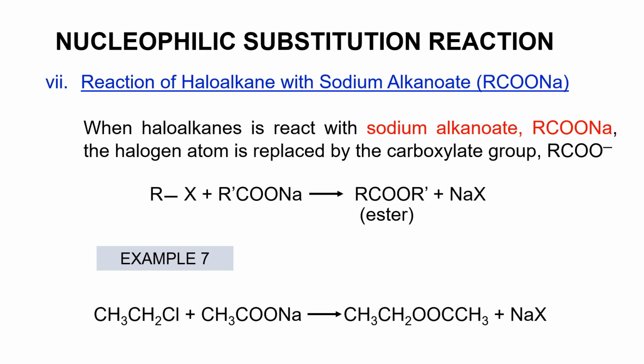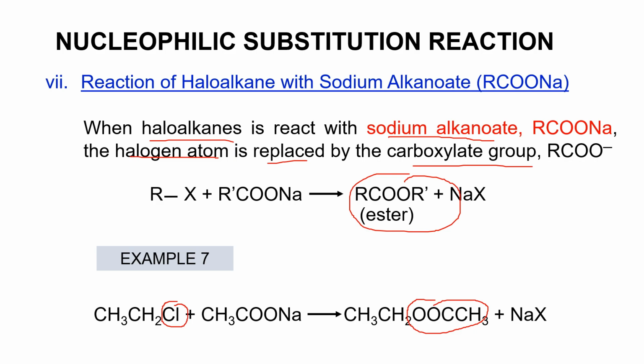Next, reactions of haloalkane with sodium alkanoate. When haloalkane reacts with sodium alkanoate, the halogen atom is replaced by the carboxylate group. So we will get ester as the product. As we can see here, the chlorine atom is being replaced with the carboxylate group. So we'll get ester as the product.